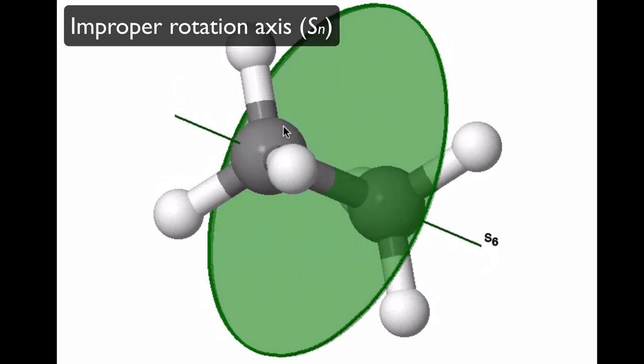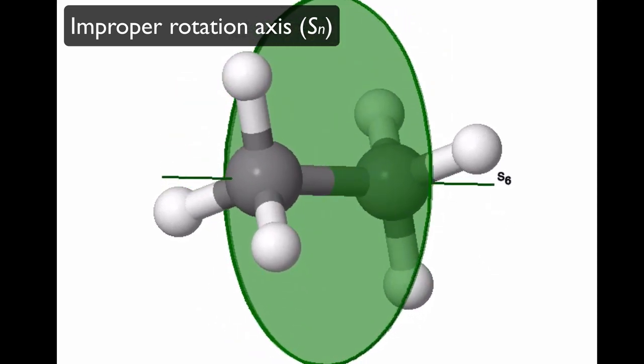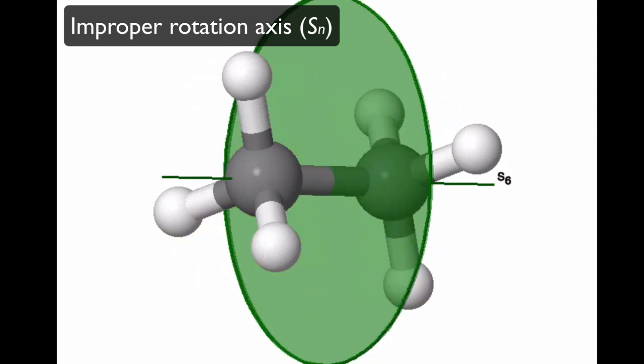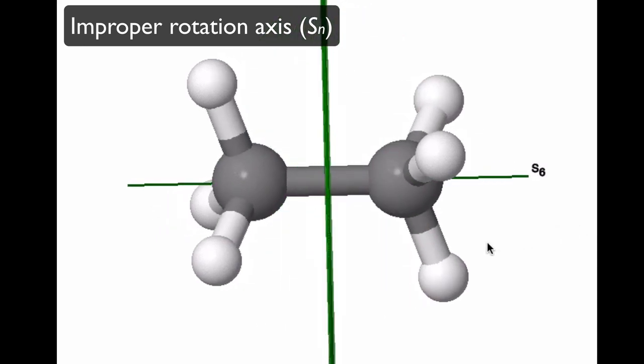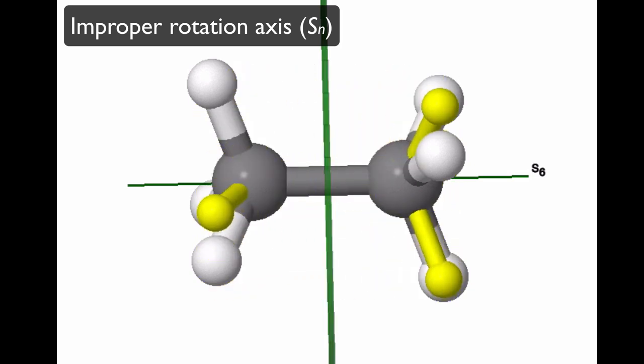Let's look at it from another angle. Okay, I think that will be a good one. And we go again, rotate by 60 degrees and then reflect through that plane, and we end up with the apparently unchanged molecule. Rotation, reflection. Rotation, reflection.